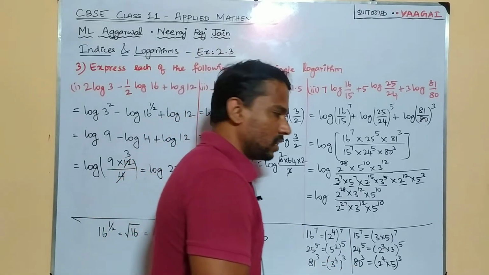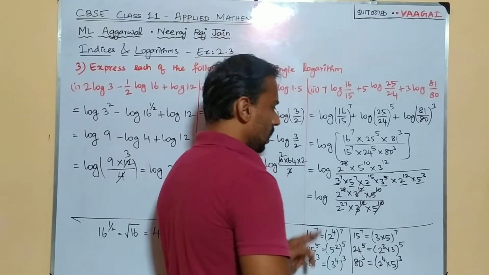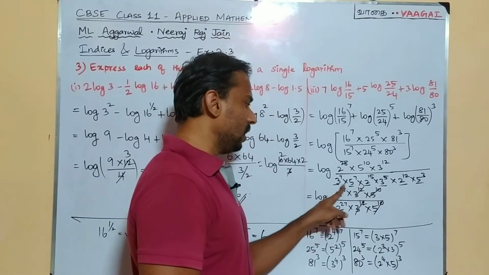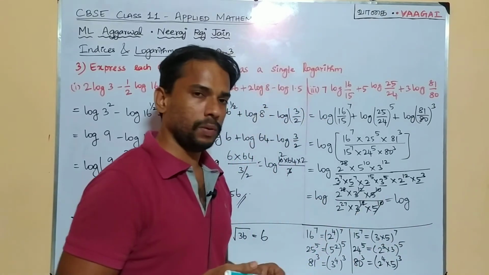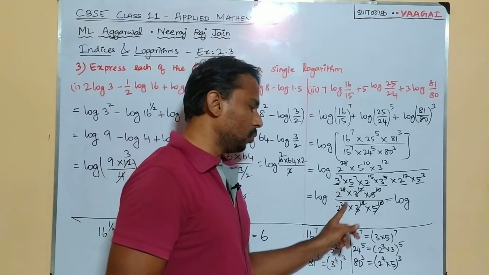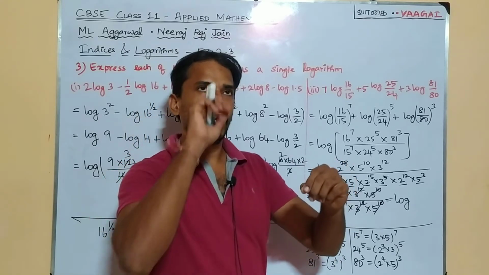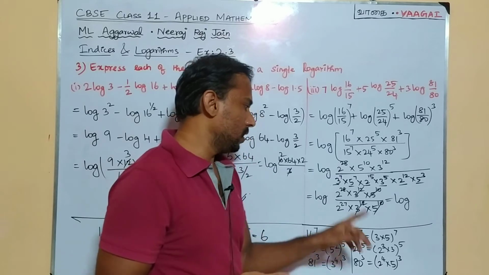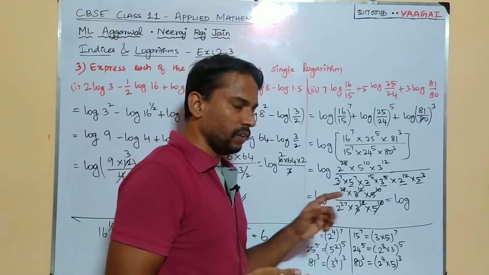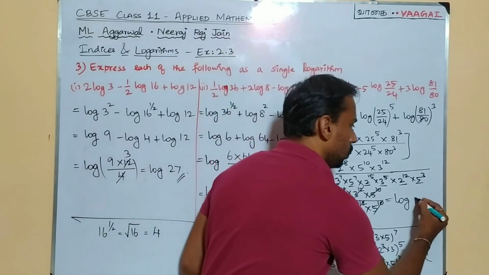That's it. Now we can very easily simplify, right? I can cancel this 3 power 12, 3 power 12, 5 power 10, 5 power 10, and we have 2 power 28 by 2 power 27. So what happens? This will simply become 2 power 28 minus 27. The powers will be subtracted, right? So 2 power 28 by 2 power 27 will become simply 2 power 1. So that's nothing but 2 itself.